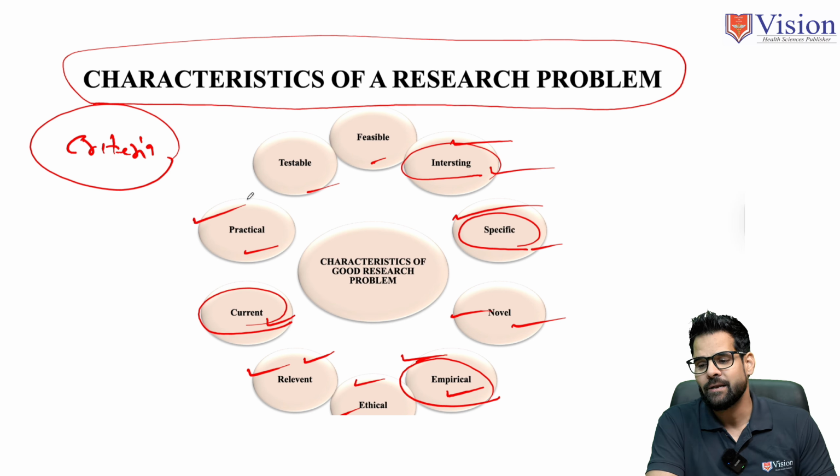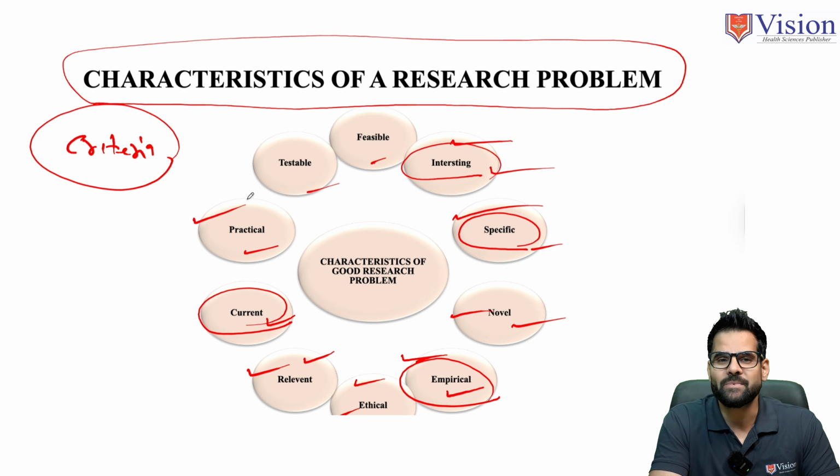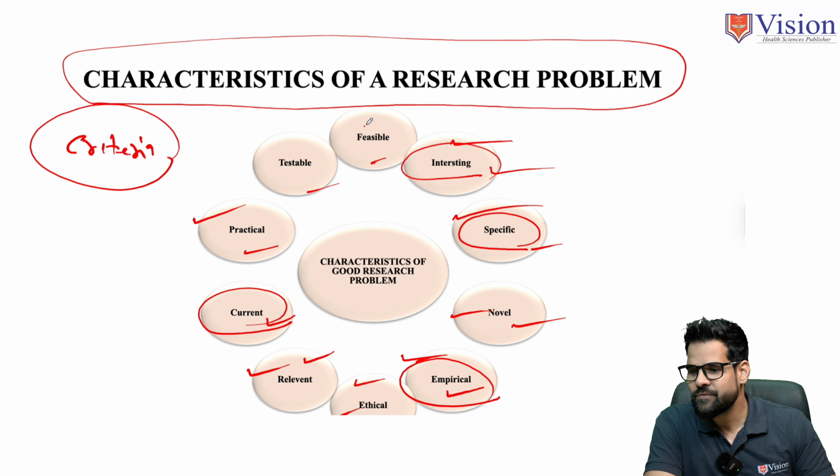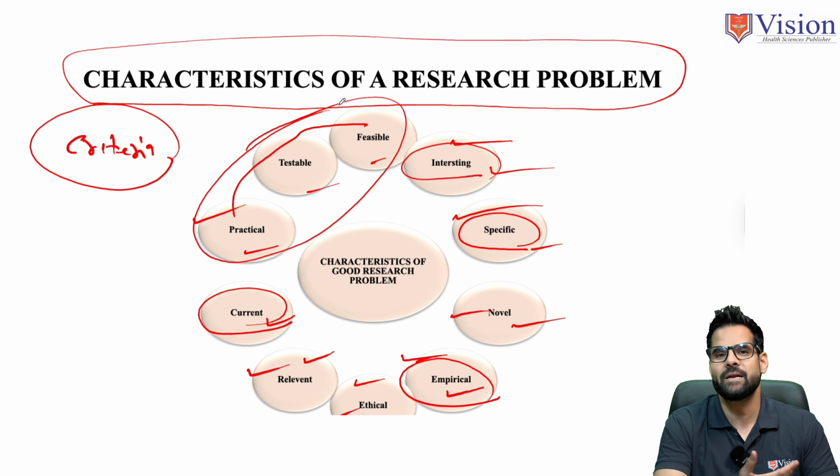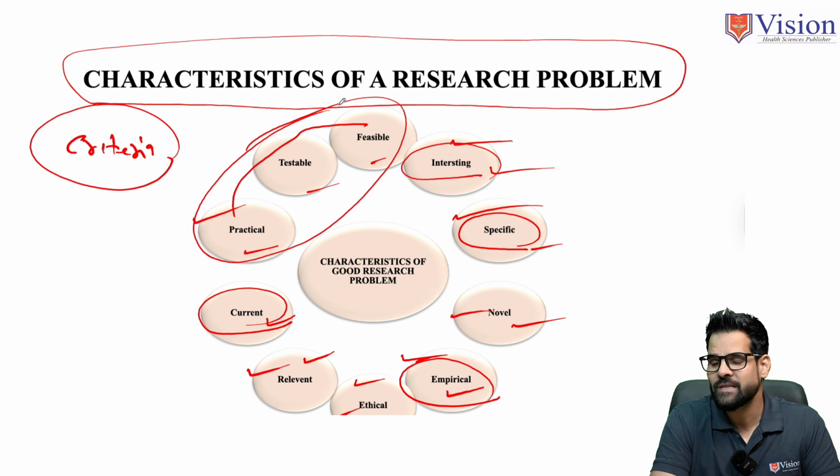Then practical means it should be something that is feasible, that can be done. So it's all about the 3 points: feasibility, testability, and practicality. Practicality or feasibility are the same; it's about whether it is possible to conduct that research in that stipulated time. There is no research that cannot be done. You can do any form of research, but you should always look at the resources available to you.